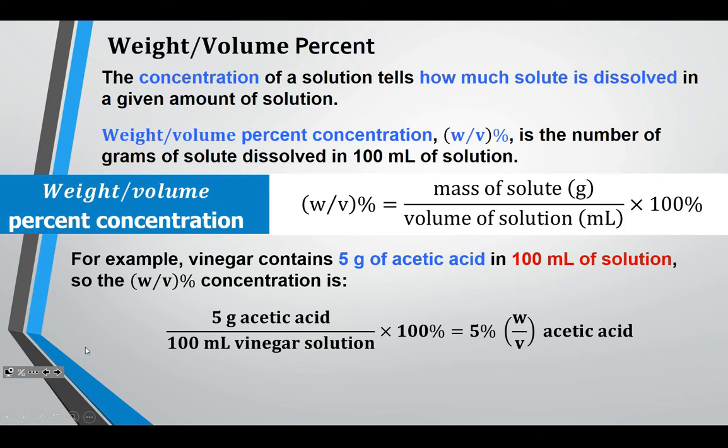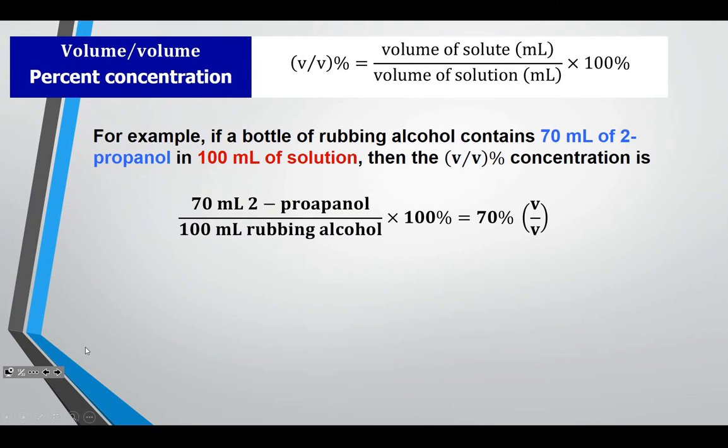Pretty easy, right? 5% acetic acid. That's what vinegar is, it's acetic acid. Yeah, just calculating percent, right? So let's go on to the next one.